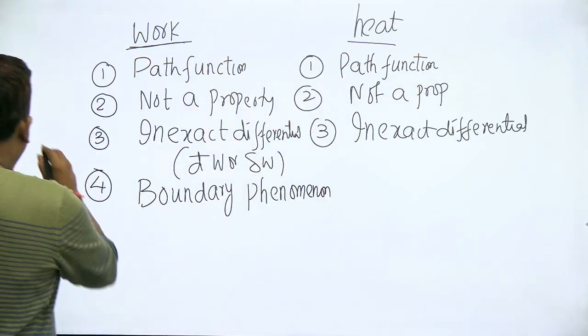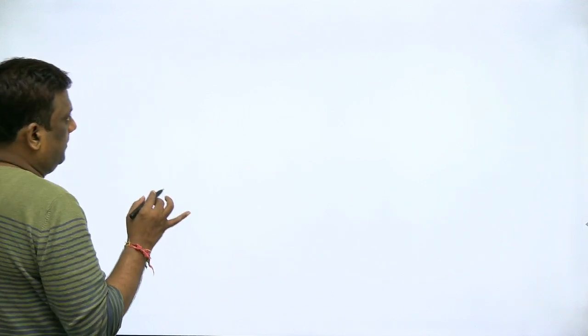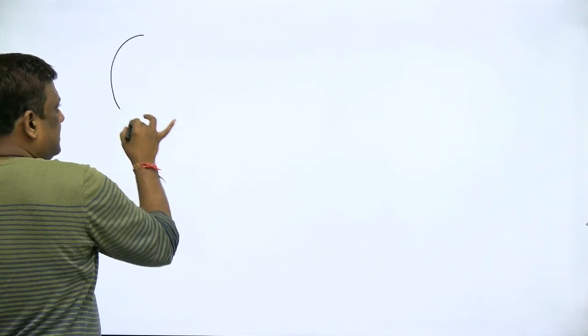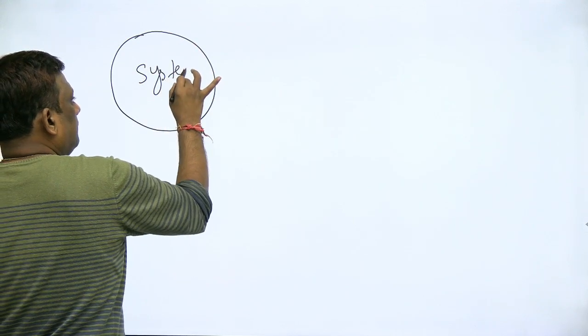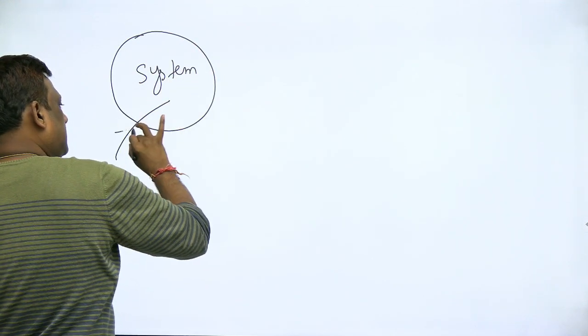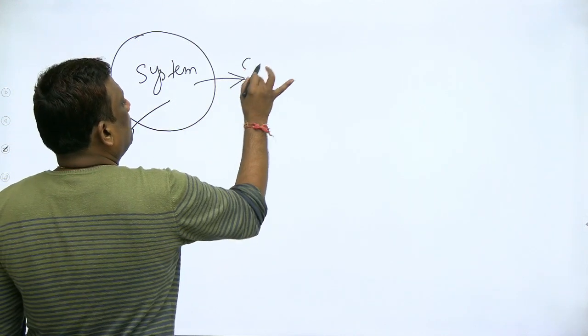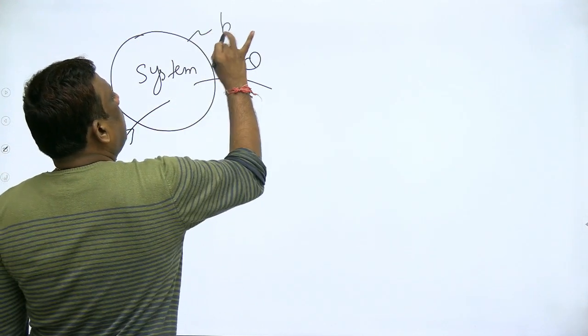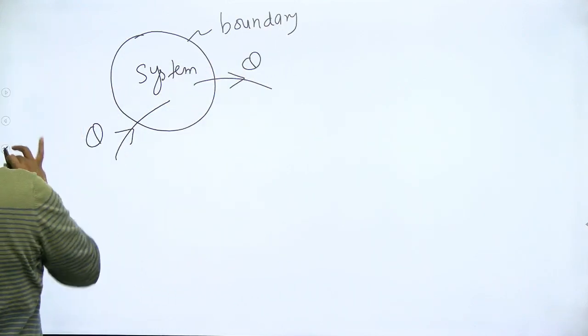Please observe clearly. Let me explain this in a crystal clear manner. Now understand carefully. Let us take a system. Let us supply heat. Please don't think that every time we are supplying, it can be rejection also. And this is the boundary of the system.